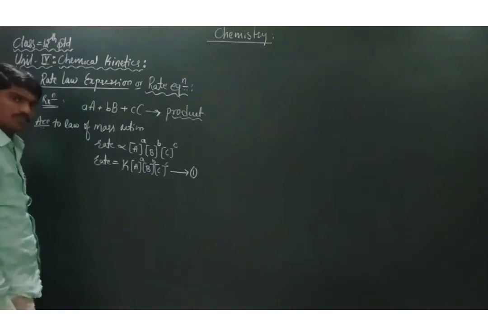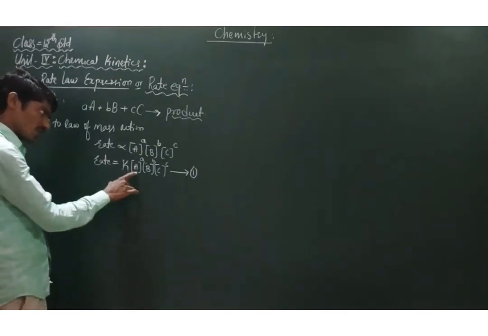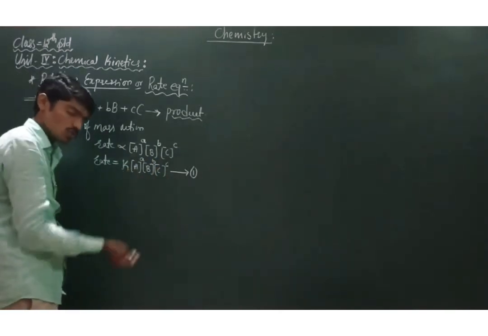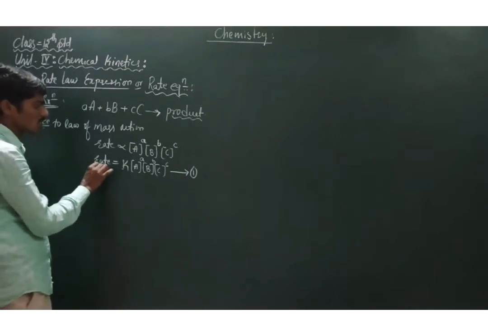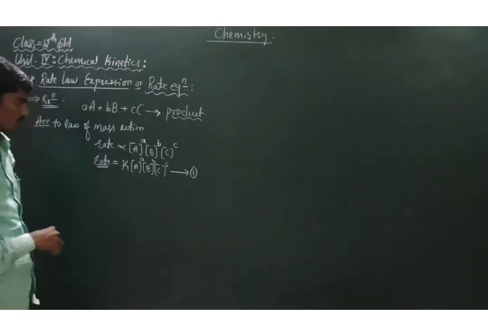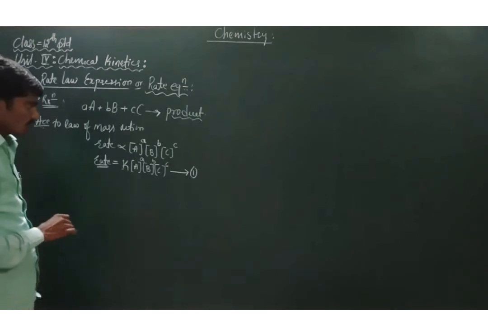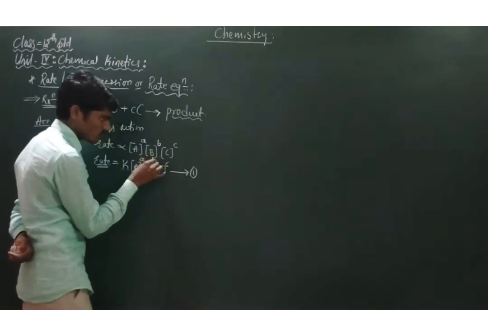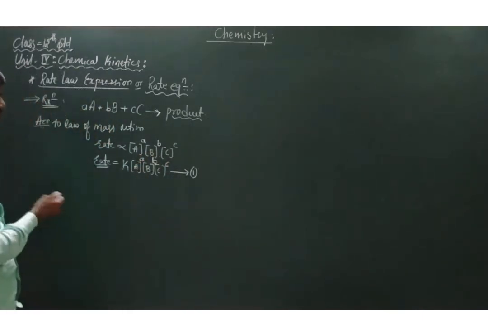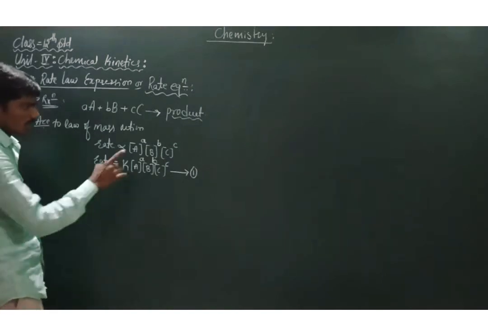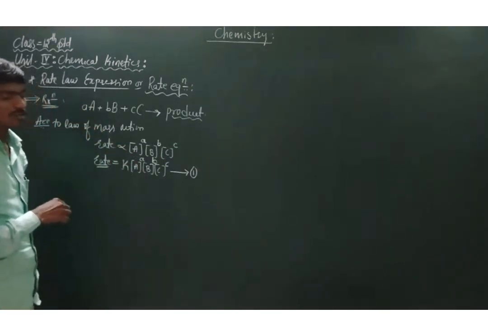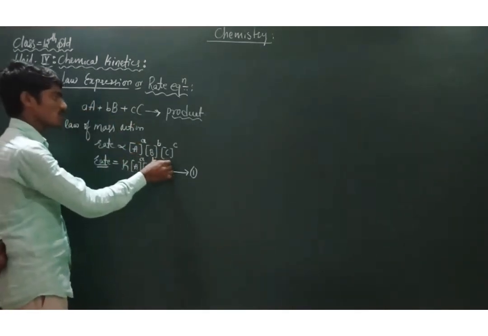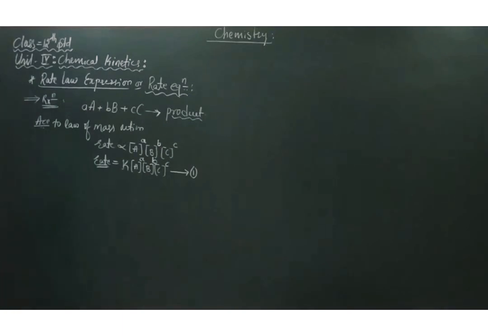In this expression, the concentrations of A, B, and C are the individual concentrations which affect the rate, speed, or velocity of a reaction. Along with the stoichiometric coefficients a, b, c, we are not sure whether these powers are equal to the stoichiometric coefficients or not.